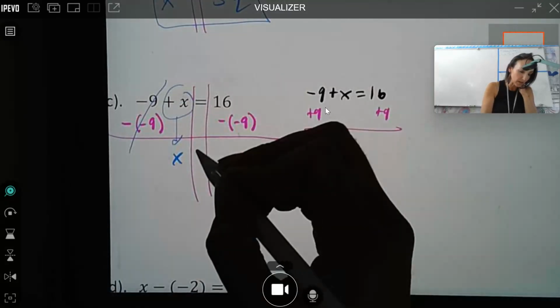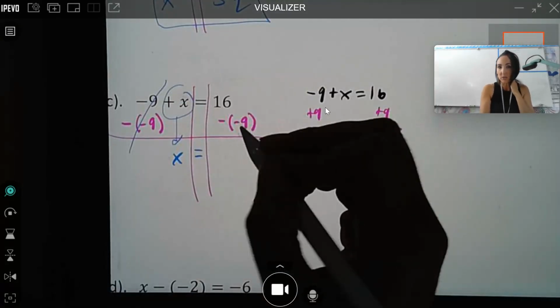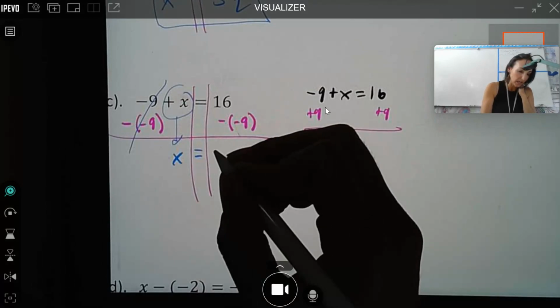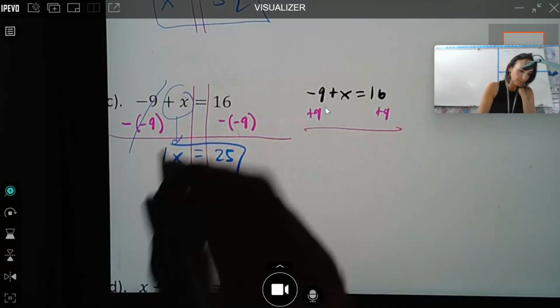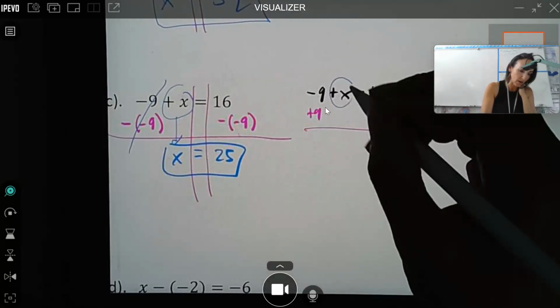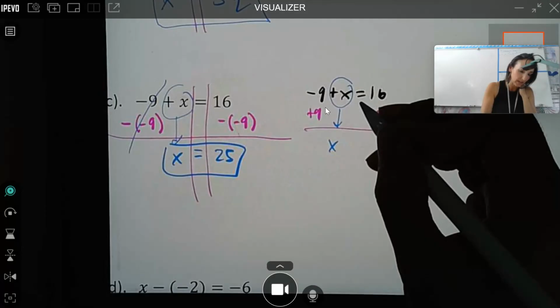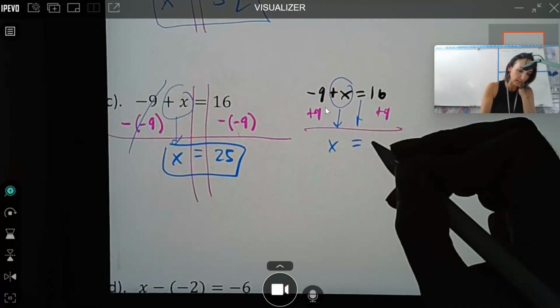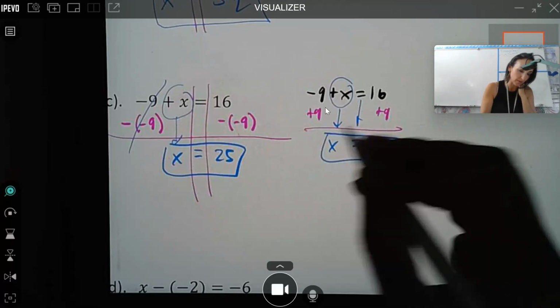I'll bring my equal sign down and I'll do that 16 plus 9 and I get 25. Again, here I would see that I have this positive x left. I'd bring my equal sign down and 16 plus 9 would get me that 25.